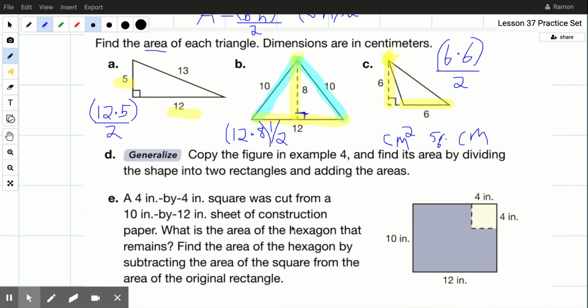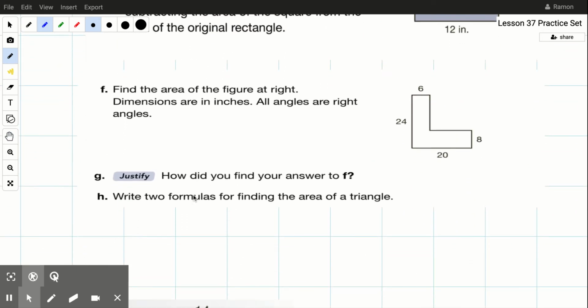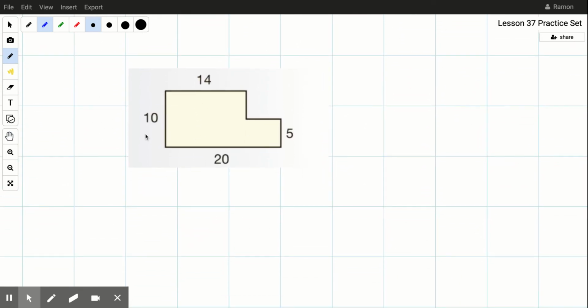All right. For D, we want to copy the figure in example 4, find its area by dividing the shape into 2 rectangles and adding the areas. So for letter D, we're going to scroll down here. And we want to split this up into 2 rectangles, right? It doesn't really matter how you choose to make it into 2 rectangles, but I'm going to go ahead and do it this way. And then we'll do it the other way just to show you that it really doesn't matter as long as you calculate everything correctly.